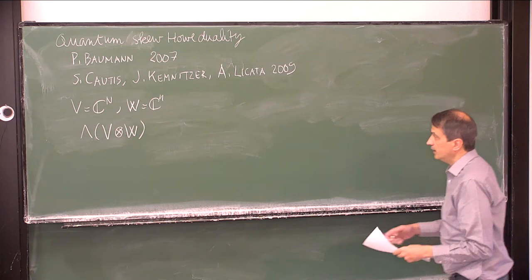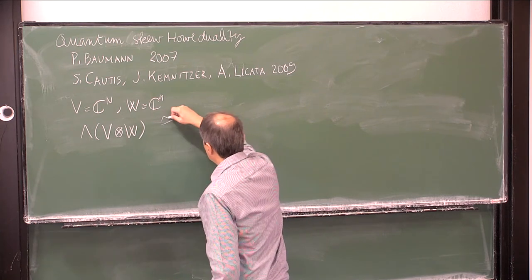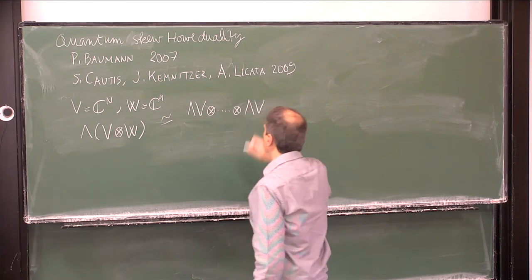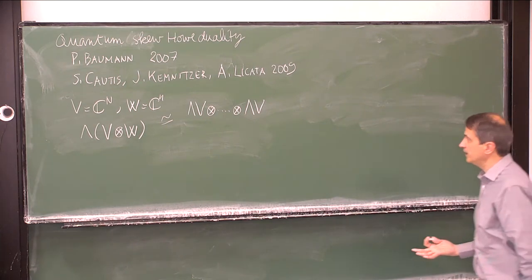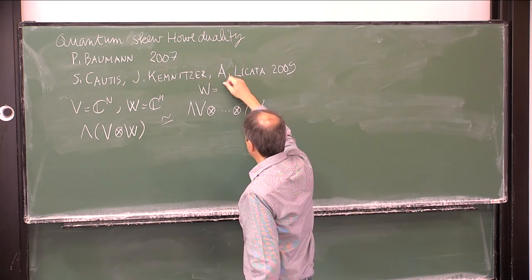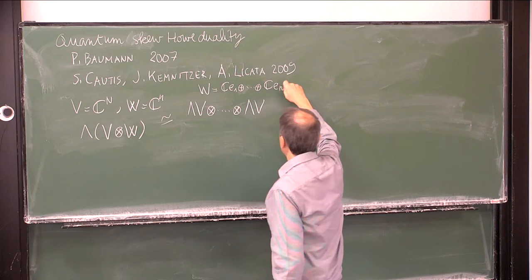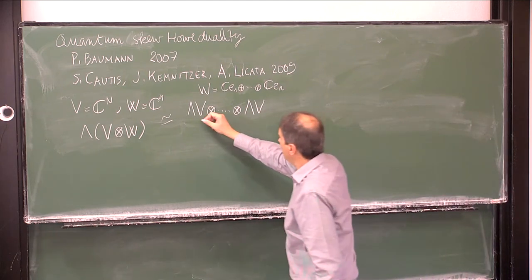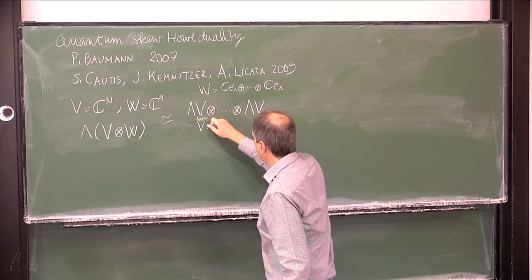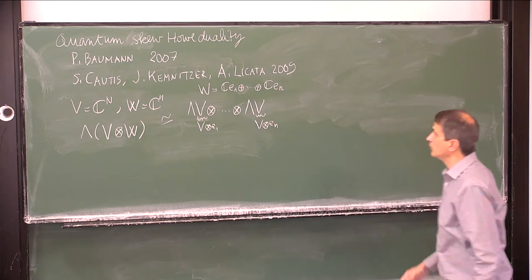Now we want a quantum version of this, and the idea is very simple. First we have two isomorphisms. This tensor product is isomorphic to a direct sum, but the isomorphism depends on a choice of an ordered basis of W. So you write W equal to C e_1 plus up to e_n, maybe I should use other letters because e_i is already occupied, but anyway. So this V would be secretly V times e_1, and this one would be V times e_n.